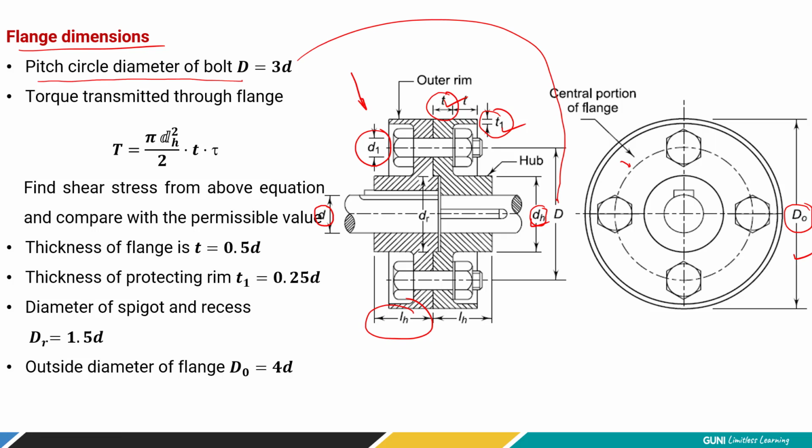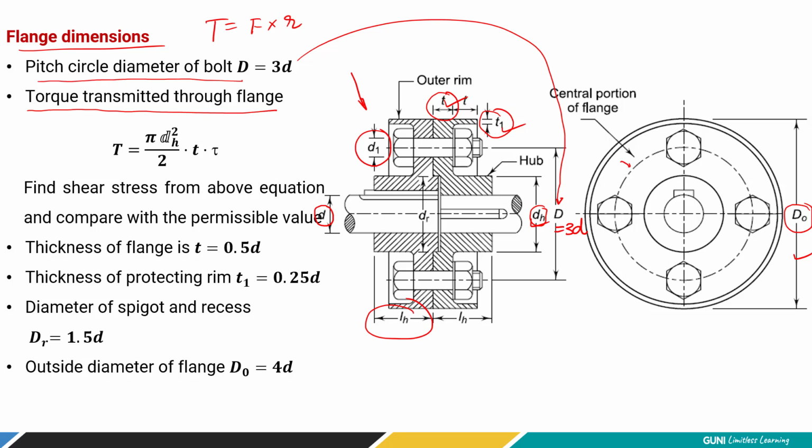Now it is directly taken as 3 times the shaft diameter. It is taken in terms of relationship, right? Now, torque transmitted through flange. How much torque is transmitted? So very simple. Try to understand, torque is nothing but force into distance.